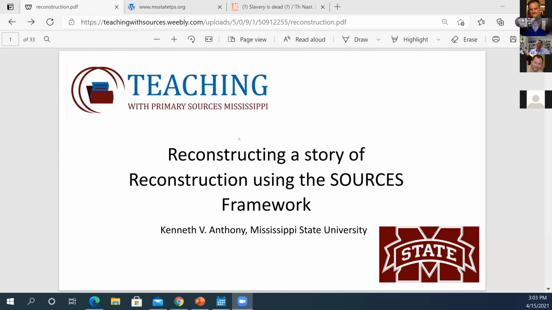So there's my title, Reconstructing the Story of Reconstruction Using the Sources Framework. I'm actually only going to use one source as my base source, and you'll see that, but then we're going to do a lot of corroborating and contextualizing in just a minute.